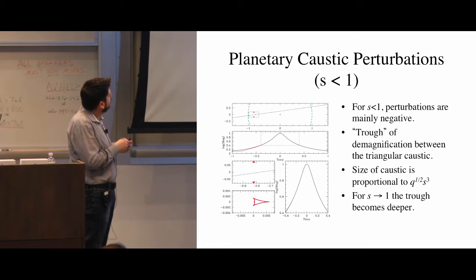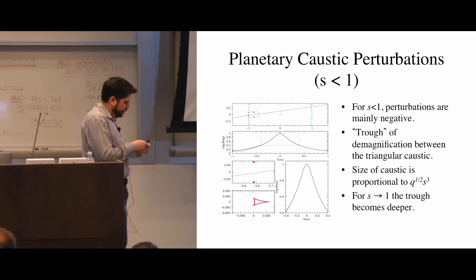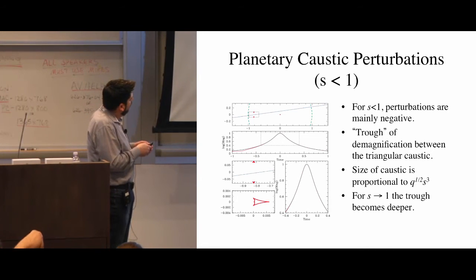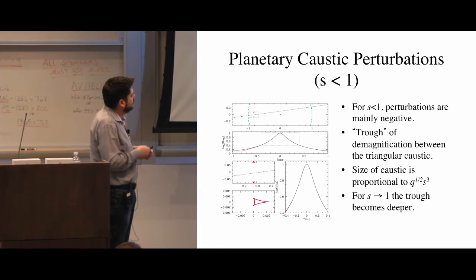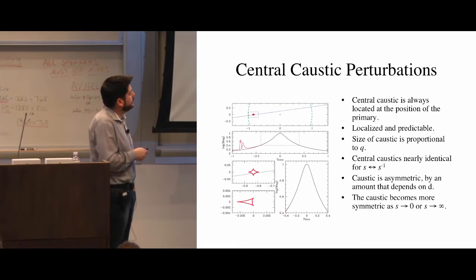If you see this trough, you know almost immediately it has to be a planet. There's a mild degeneracy with parallax, which I won't go into, but more or less, if it's a strong negative trough, it's a planet. And if it's a positive deviation on the wings, it's like I said, a planetary caustic or binary lens caustic, because in principle you could be hitting one of those triangular caustics of the binary lens as well. And again, it's unpredictable.